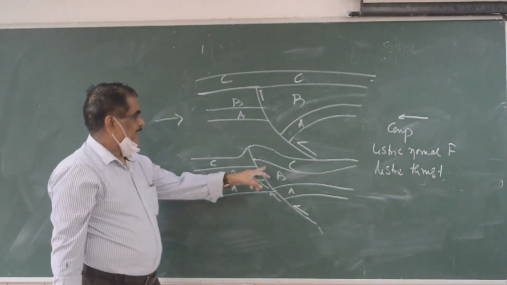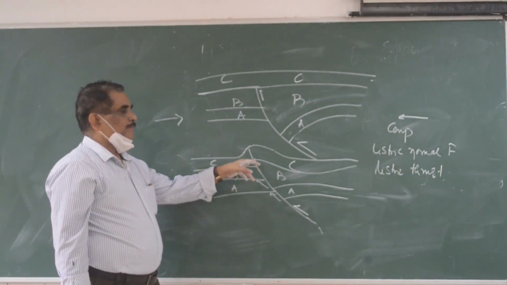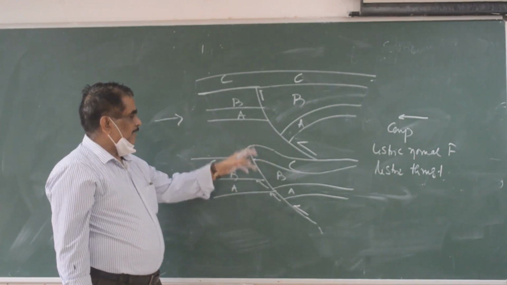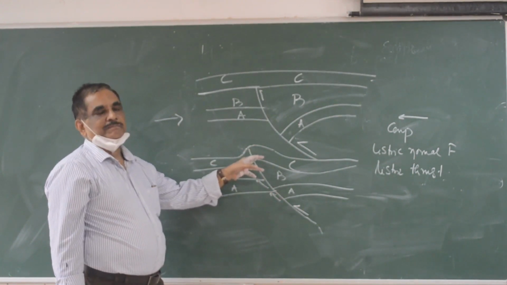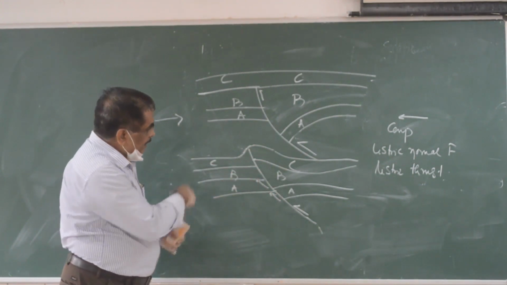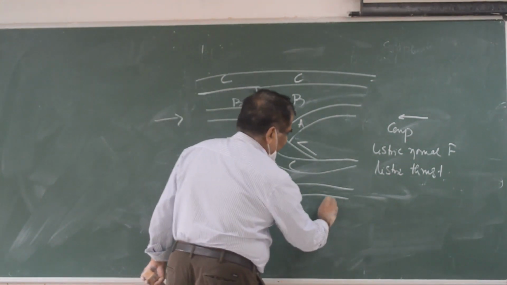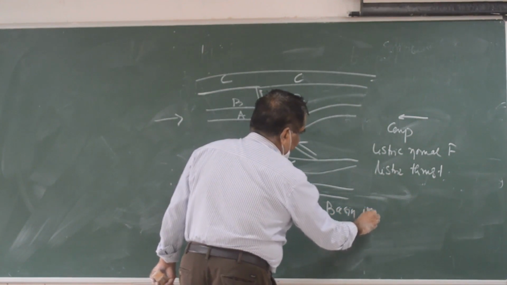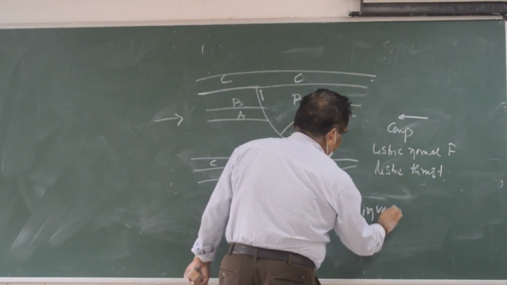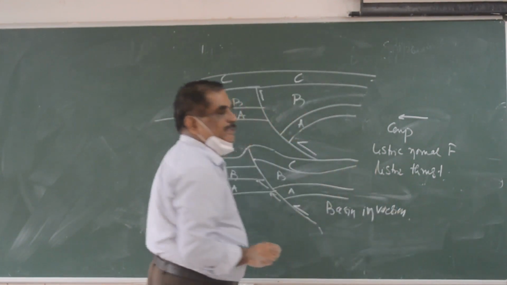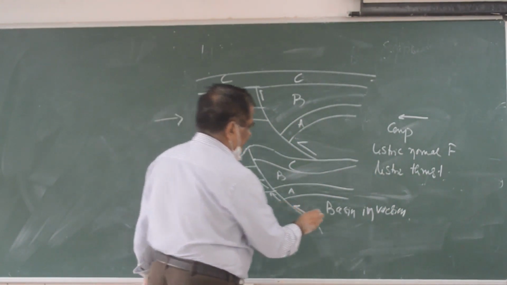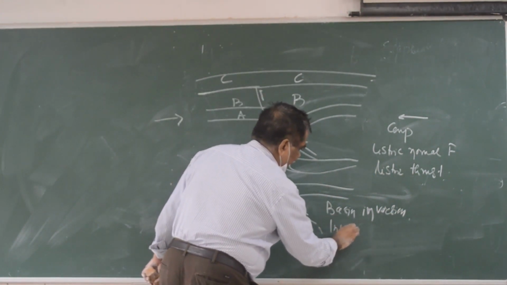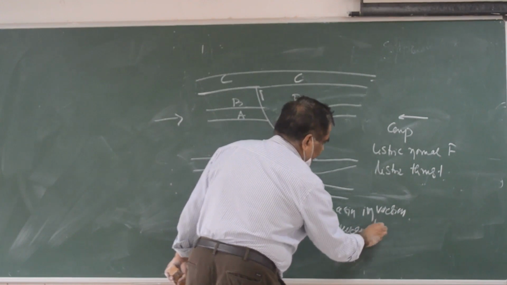Now see, the B bed has gone up, C bed has gone up, A has also gone up. So this is called basin inversion, or inversion tectonics.